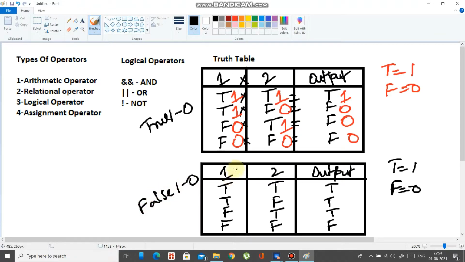Like for example, see this. 1 plus 1, binary is nothing but zeros and ones. So whatever you add, 1 plus 1, you'll get 1. 1 plus 0, you will get 1. 0 plus 1, you will get 1. 0 plus 0, if there is nothing, then you will get 0. So this is about the OR operator.